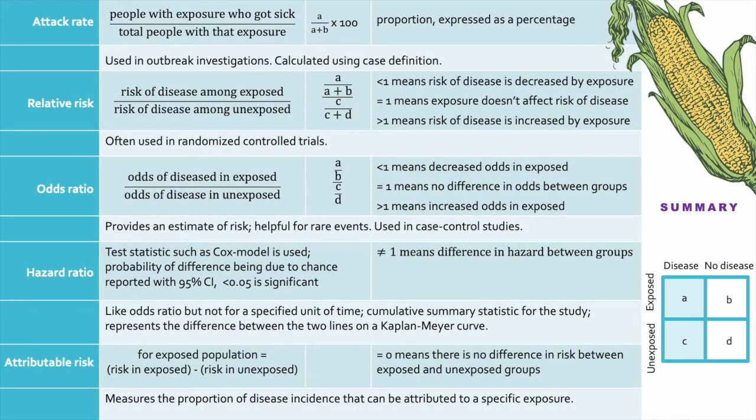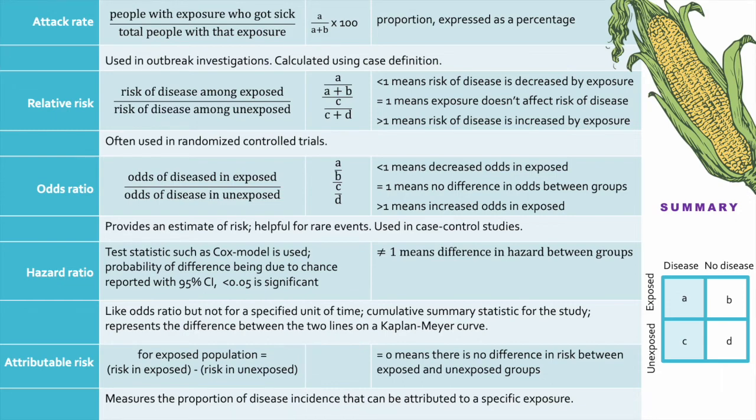I know there's a lot going on in this slide, but I wanted to summarize everything together in one place for you to make it easier to compare and see the differences between these different measures. We looked at attack rate to see the people with exposure to each burrito ingredient who got sick out of the total people with exposure to that burrito ingredient. Attack rate is used in outbreak investigations, and it's based on your case definition for that outbreak.